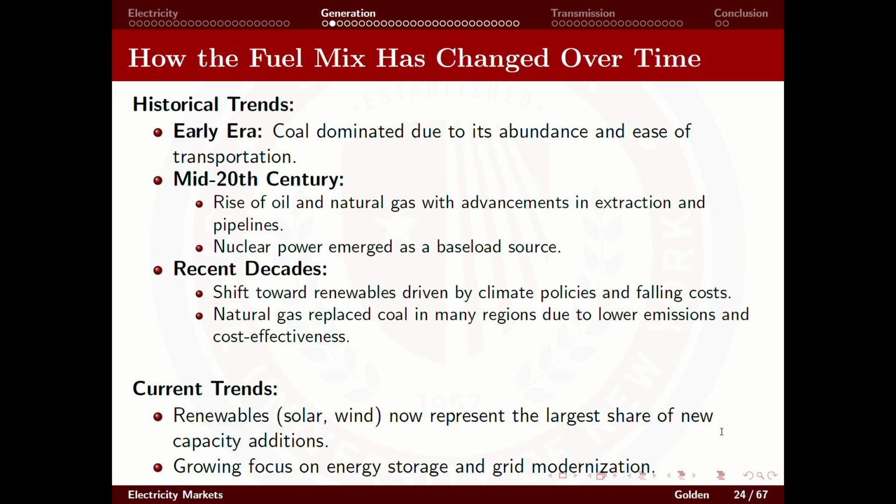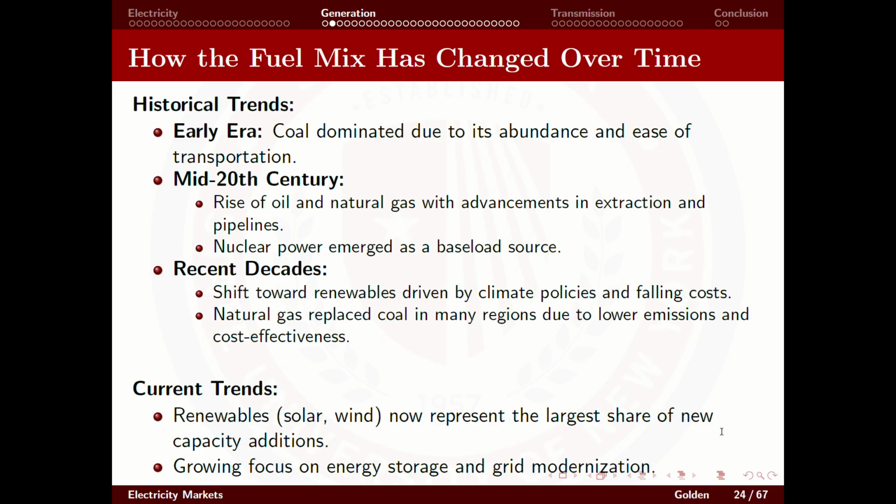So as the fuel mix changed over time, how has the electricity market evolved? In the early era, this was a market dominated largely by coal due to coal's abundance and how easy it was to transport. Then in the mid-20th century, we saw the rise of oil and natural gas with advancements in extraction and pipelines. Then nuclear power emerged as a baseload source of energy. And in recent decades, there's been a shift towards renewables driven by climate policies and falling costs.